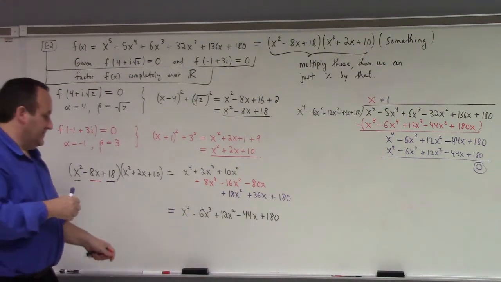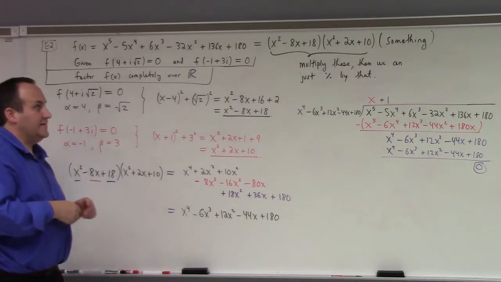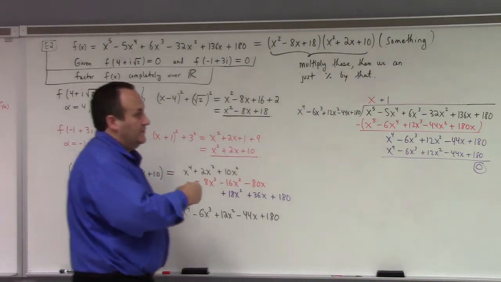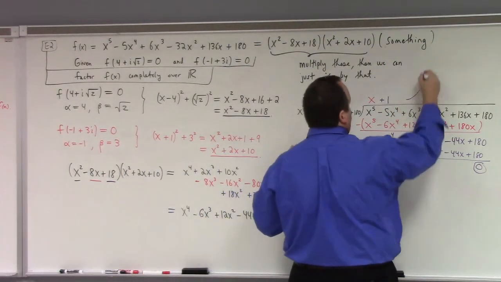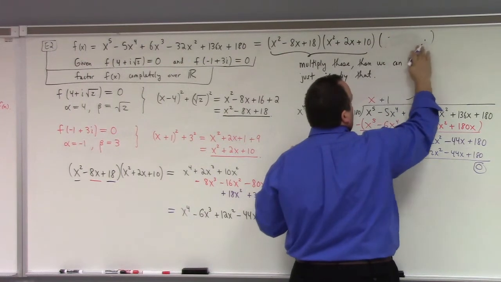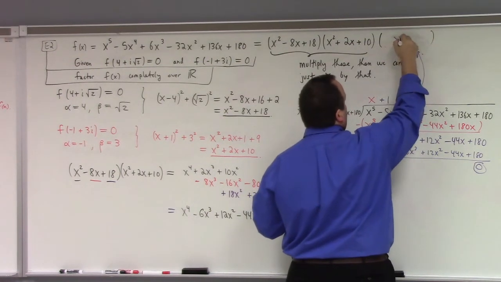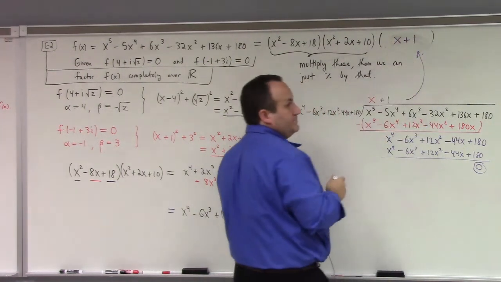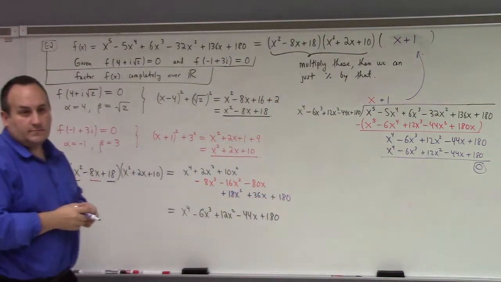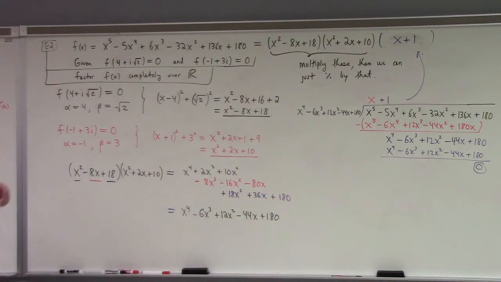If you don't mind, I'm going to save myself a minute of writing here and just point out that now I can put that up here. The something is in fact x plus 1. And that is the polynomial completely factored.